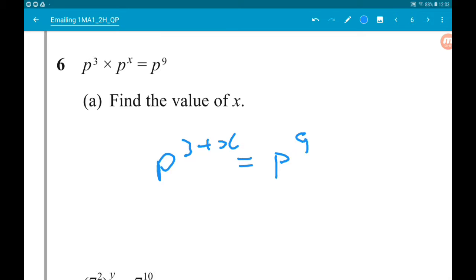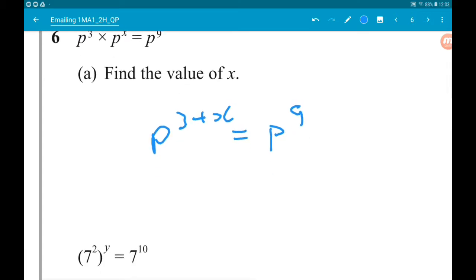So that means then that the powers have to be equal. So 3 add x is equal to 9. Therefore, x is equal to 6.